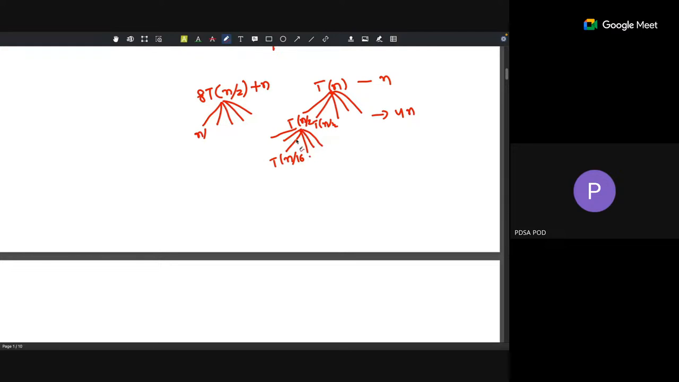Final one is 16. What is this each one? N by 4. Because every time we have to do that half of that, no? So n by 2 will go to the half, n by 4. Clear? So the final one is going to be 8 into 16n. Is it increasing or decreasing? It's increasing. Okay, remember it's increasing.